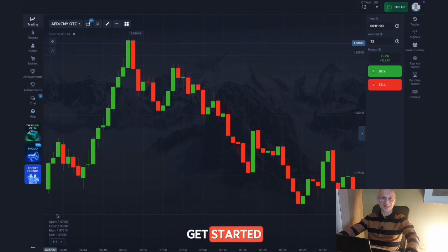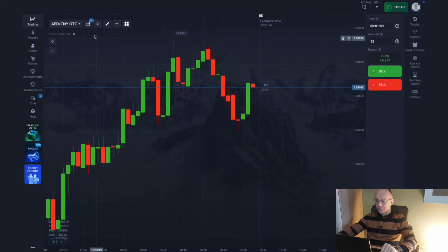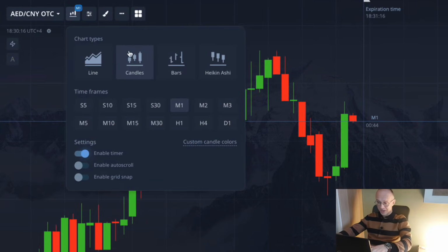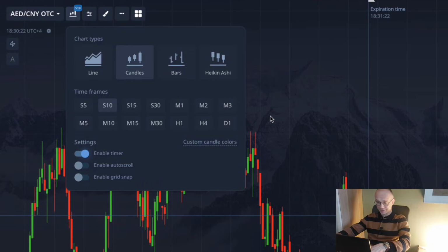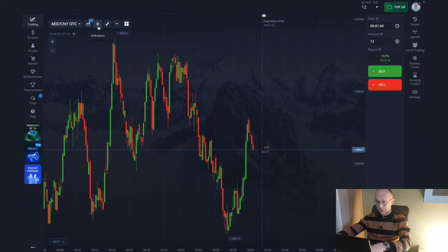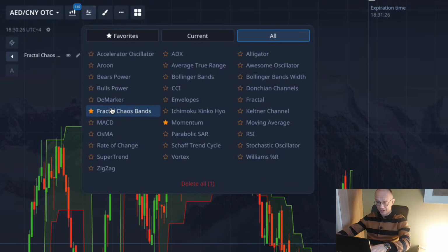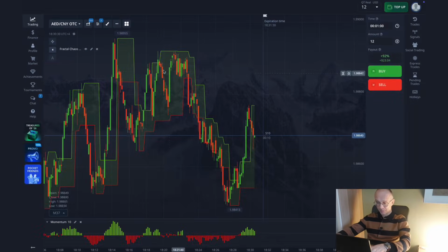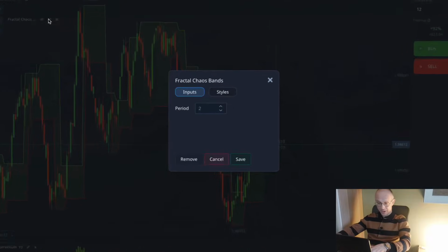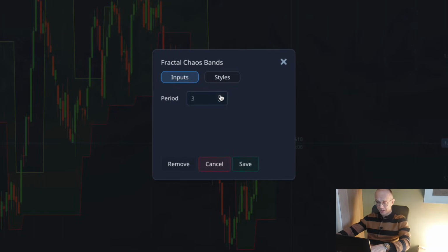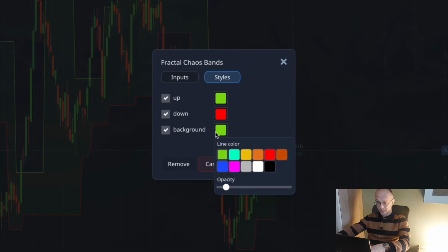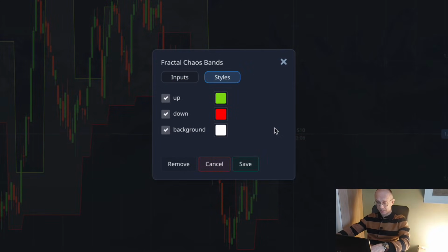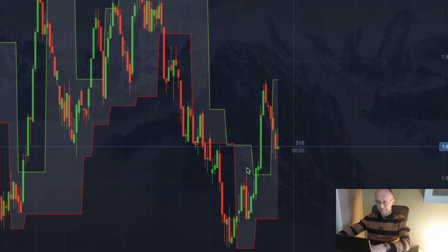So let's get started. First, let's prepare the tools we need to work with. I'm setting classic candles with a time frame of 10 seconds. Let's go to the Indicators tab and select the fractal chaos bands and the momentum. Let's configure the fractal chaos bands first. We're setting the period to 3. Let's go to Style and set the background to white and save.